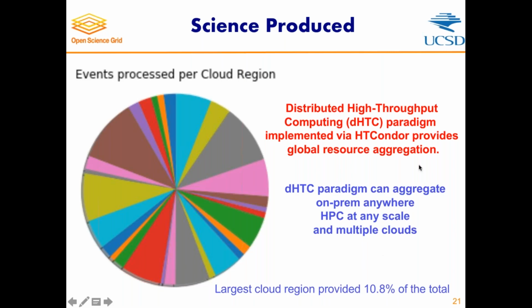And this also shows the power of the DHCP paradigm, because we can aggregate on-prem anywhere, HPC at any scale, and multiple clouds all into the same resource pool, and therefore maximize globally available resources.